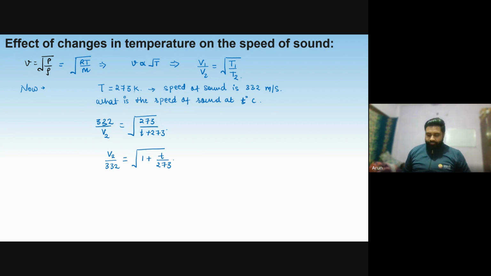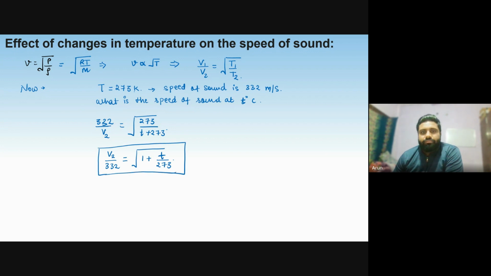Okay. Now you can take the square root of it and then calculate the final value. This expression you can also keep in your mind. If the temperature is given in degree Celsius, use this expression. Otherwise, you can directly write it. Okay, this you can also do.